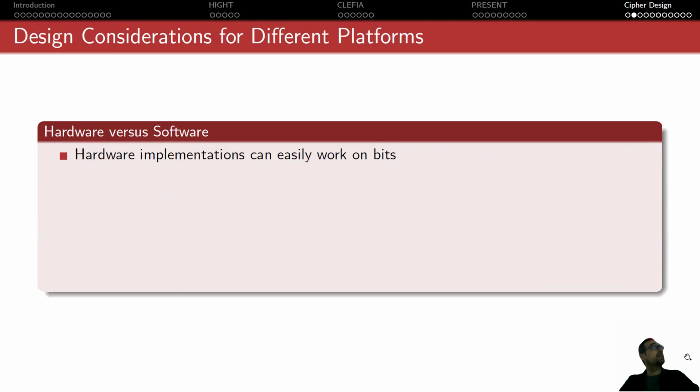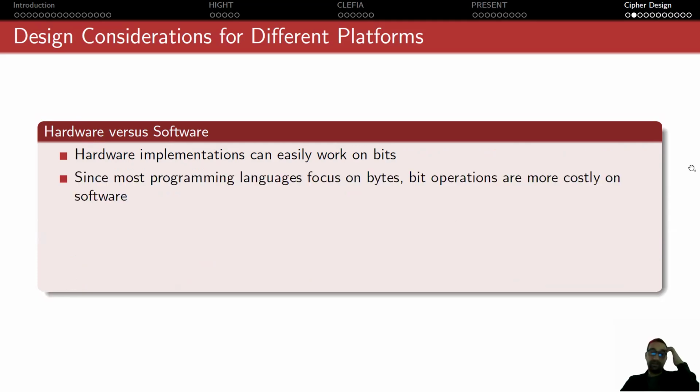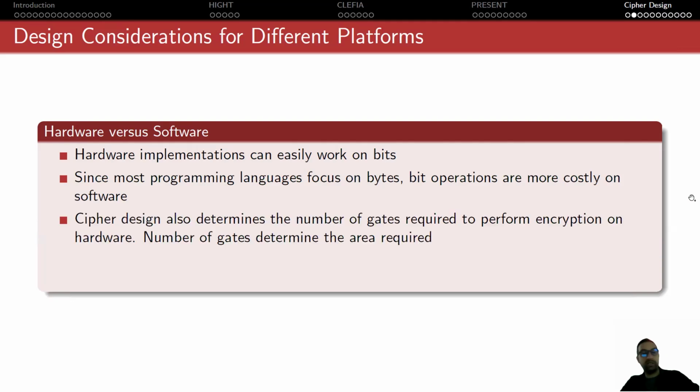So another design consideration is hardware versus software, because sometimes you design the cipher on a specific platform. So if it is on hardware, you can easily put operations that work on bits, like in the case of PRESENT, because on hardware, it is very easy to work on bits. But on software, most programming languages focus on bytes, and bit operations are more costly on software. So this is why CLEFIA is generally preferred for software and PRESENT is preferred or suggested for hardware.